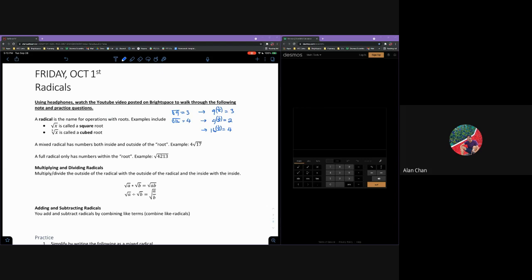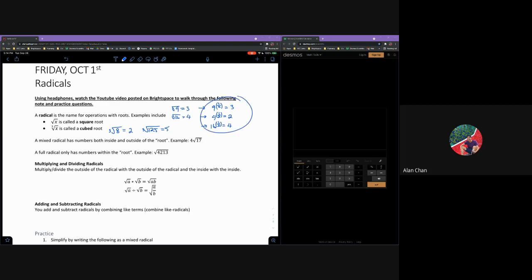So another example of this might be the cubed root of 8 is 2, because 2 times 2 times 2 is 8. The cubed root of 125 is 5, because 5 times 5 is 25, times 5 again is 125. We're not going to be seeing too much of this cubed root, but I did want to just introduce you to the concept.